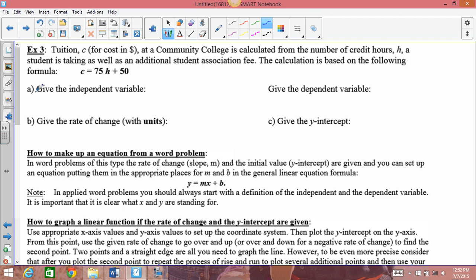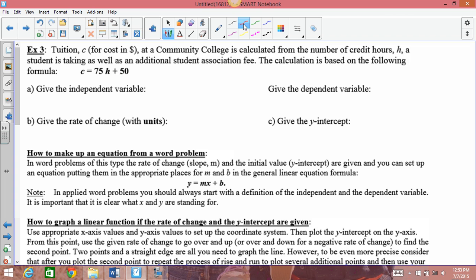So in part A, they want the independent and the dependent variable. There's a couple of different ways that you can look at this. You know that C is your cost and H is your hours. You could ask yourself that sentence: the blank is dependent upon the blank. Or you could go with what X and Y are. Your X is your independent and Y is your dependent.